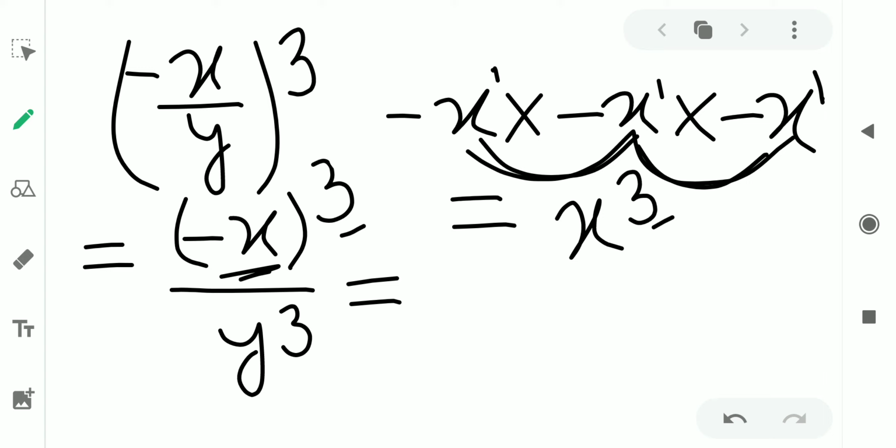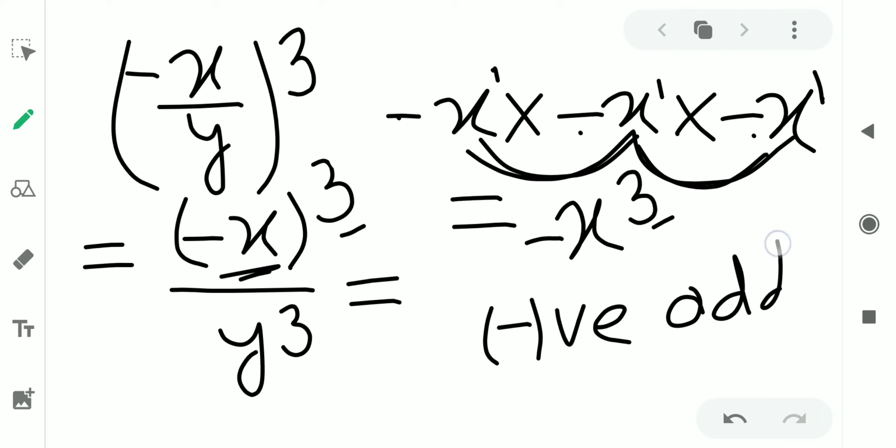Now what about the sign here? See, if we just simply multiply it, minus minus is plus, into minus. Either you multiply the sign, or you just remember one thing, if the negative sign is multiplied odd times, odd time means 3 times, 5 times, 7 times, so in the end the result will be minus.